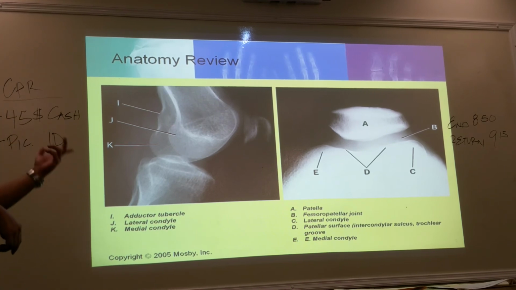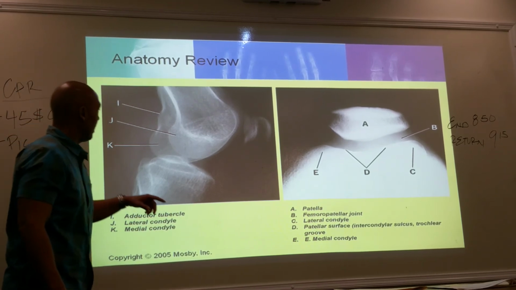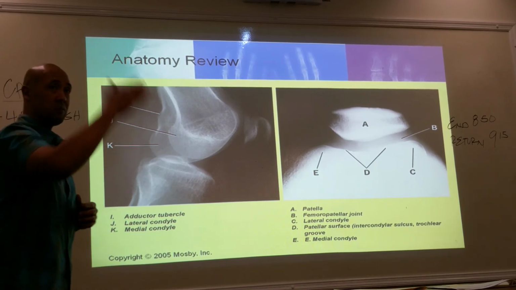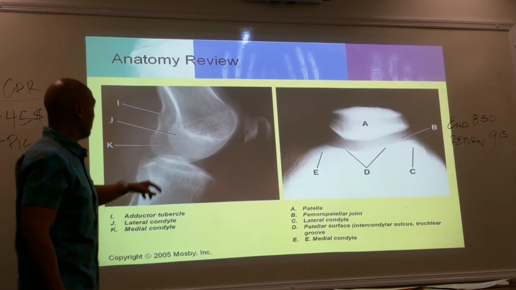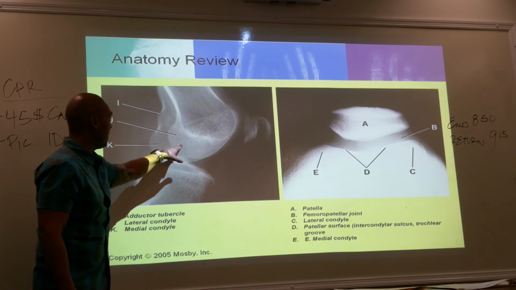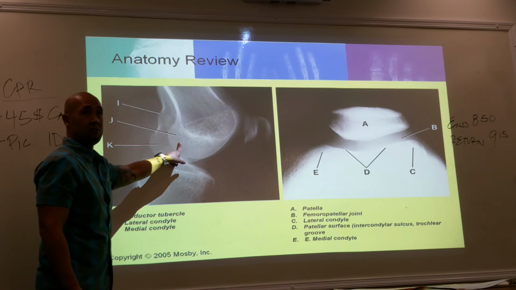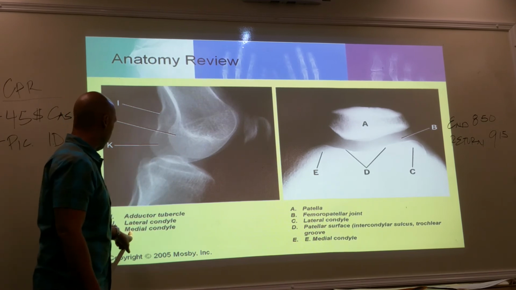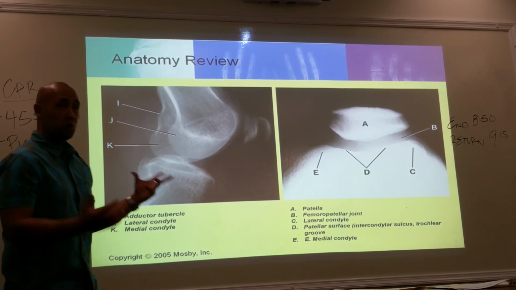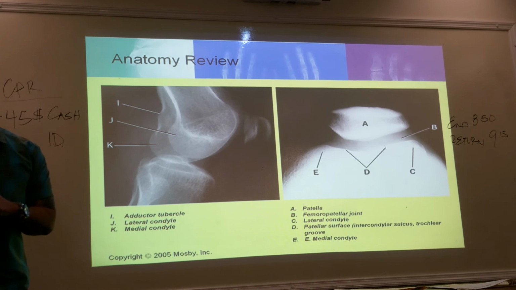Okay, this is what it looks like here. This is a lateral knee in which we use a perpendicular beam straight on. So the one that's going to be lower is going to be your medial. The one that's superior is going to be the lateral, right? K, medial. J, lateral.